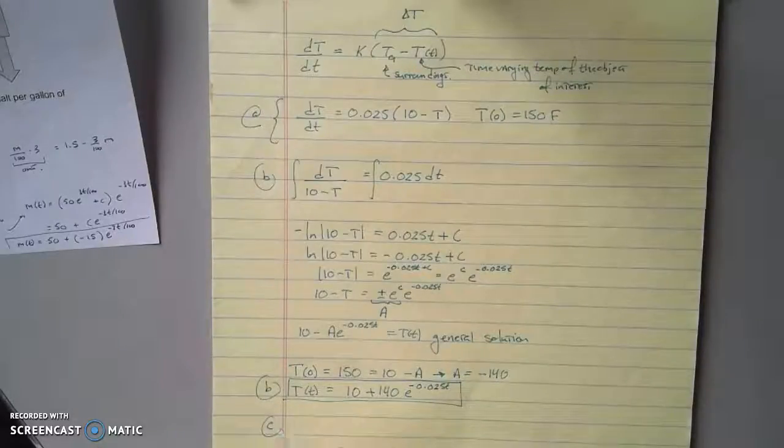And then C, what is the temperature of the coffee after 5 minutes? So this is 10 plus 140 e to the minus 0.025 times 5, and this will end up being equal to about 133.5 degrees. Alright, so that's the first question.